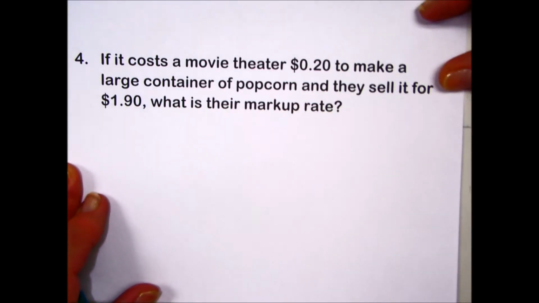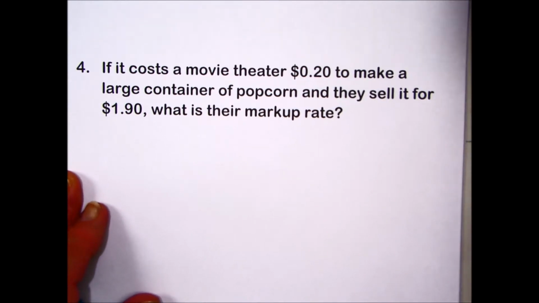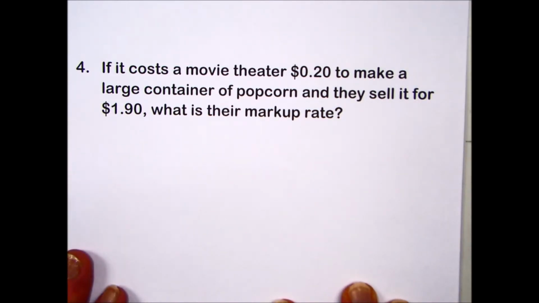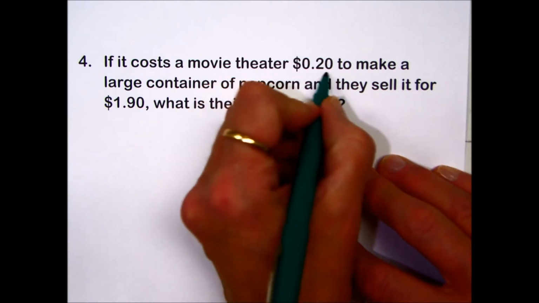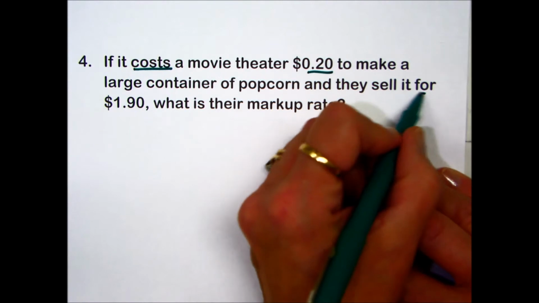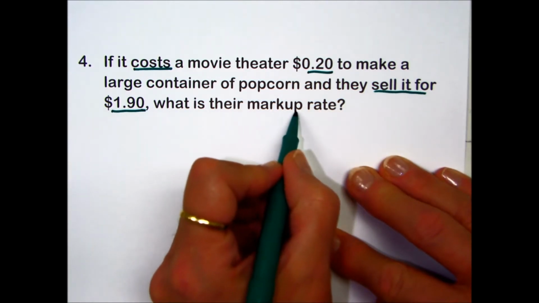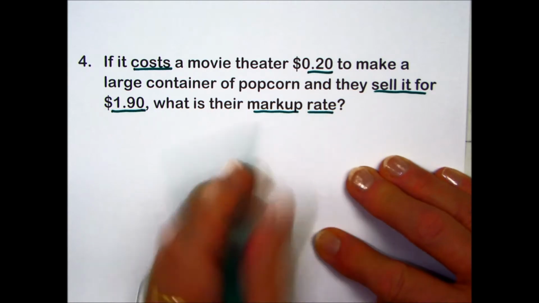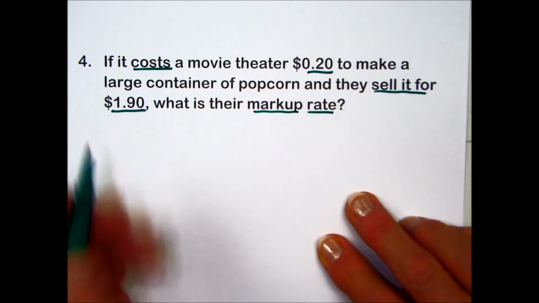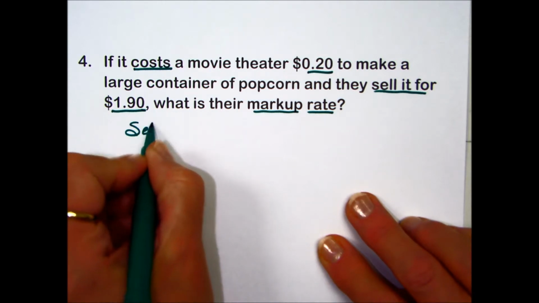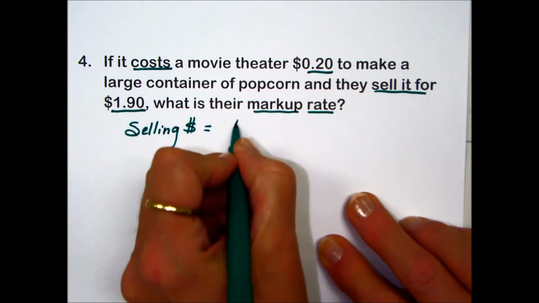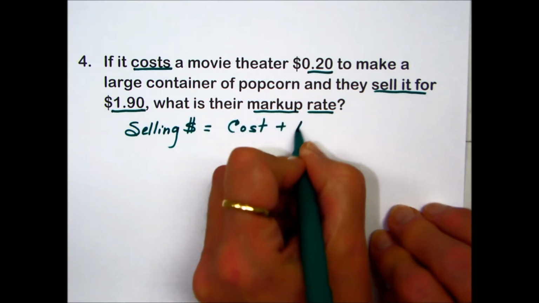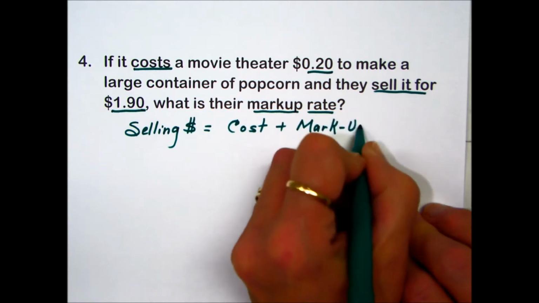In problem number 4, it says if it costs a movie theater 20 cents to make a large container of popcorn and they sell it for $1.90, what is their markup rate? So in this problem, we're given the cost, we're given the selling price, and they're not asking us only for the markup, they're asking us for the markup rate. So identifying the given information and filling in those values into our formula for selling price, which is cost plus markup, we'll see what we have.